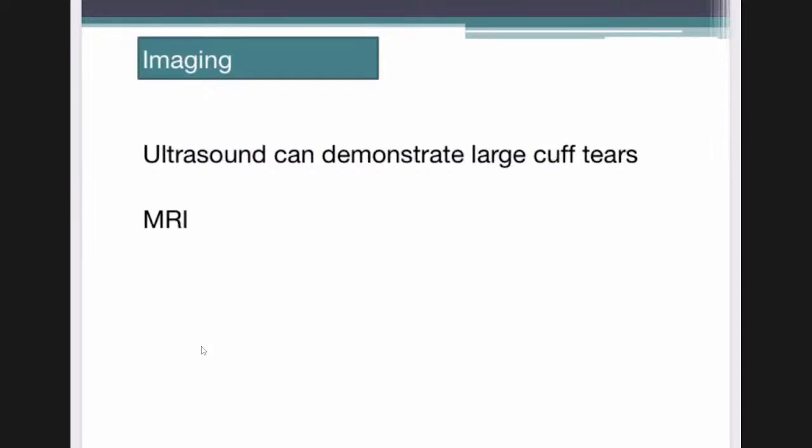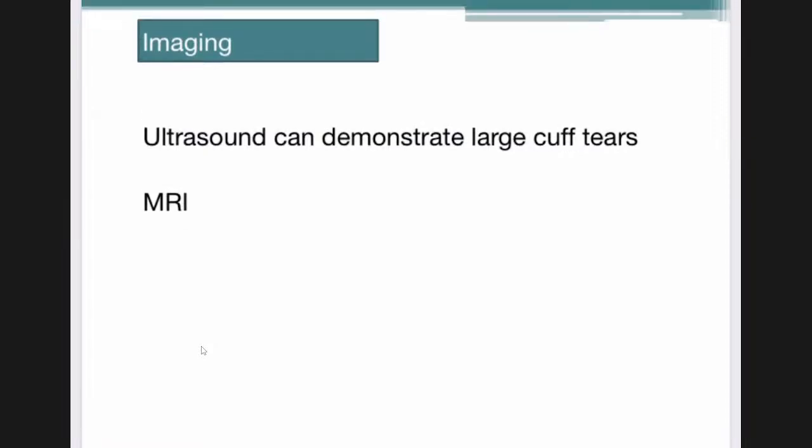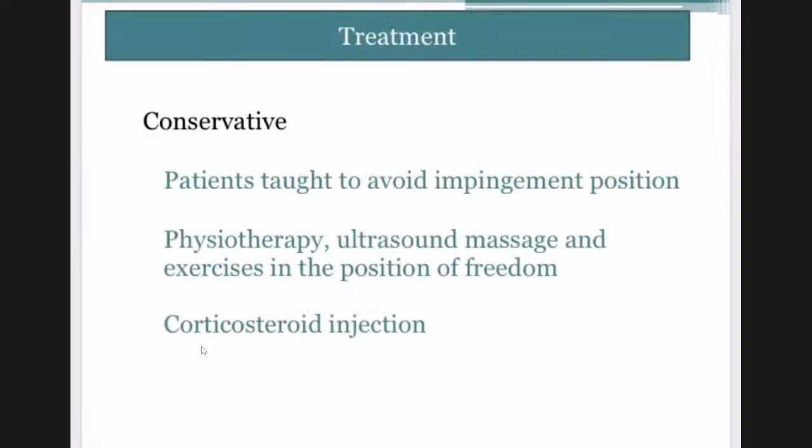Now coming to the treatment. Once we know, using imaging and our clinical studies, whether there is tendinitis, a partial tear, or a complete tear, we come to the treatment. For conservative treatment in patients with tendinitis, the patients are taught to avoid the impingement position. We teach the patient to avoid working in that position where the tendon gets rubbed under the coracoacromial arch. You tell them that they can use their shoulder, but should not use it in the impingement position, because that is going to make the problem worse.